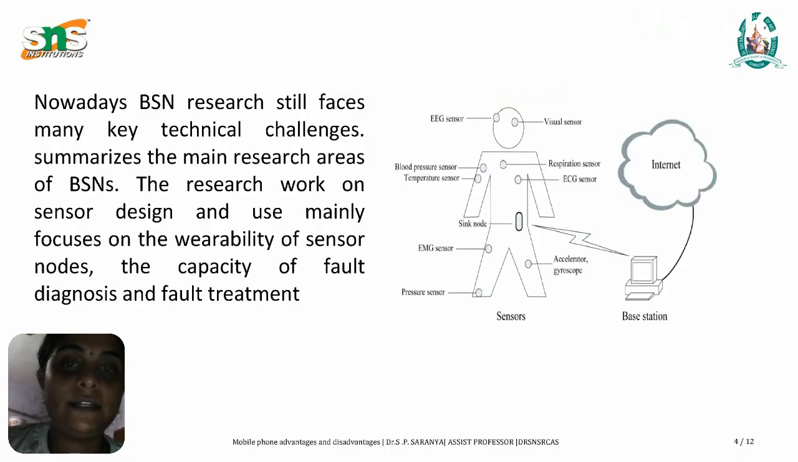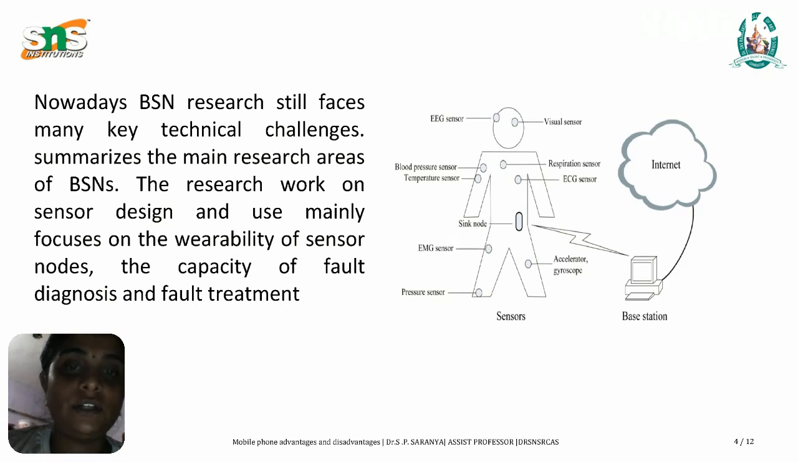And in the next slide, body sensor network research still faces many key technology challenges. That is, the research work on sensor design mainly focuses on the variability of sensor nodes and the capacity of fault diagnosis and fault treatment. So, for example, of a body wireless sensor, our smartwatch is also one of the examples.